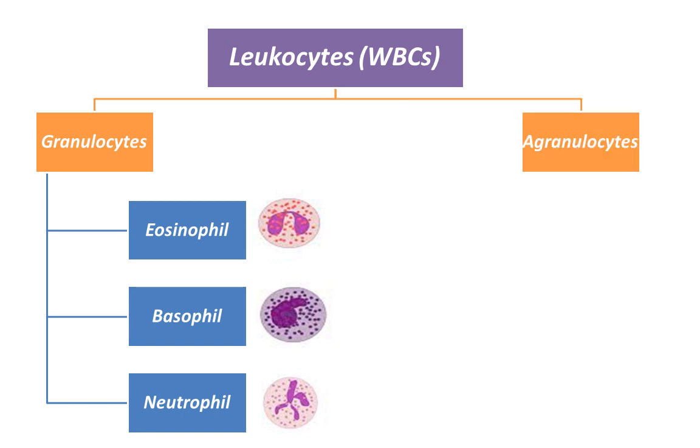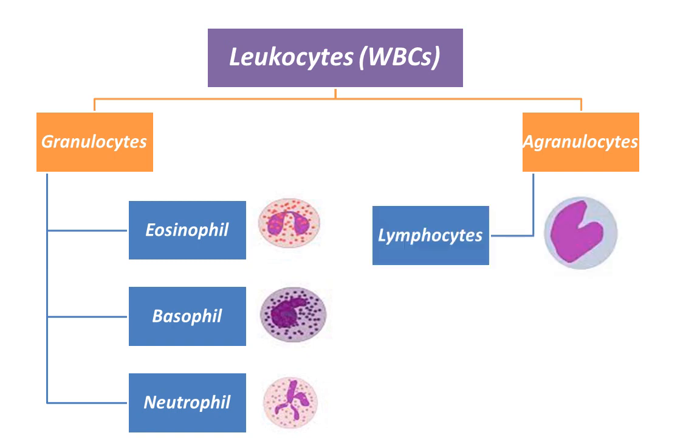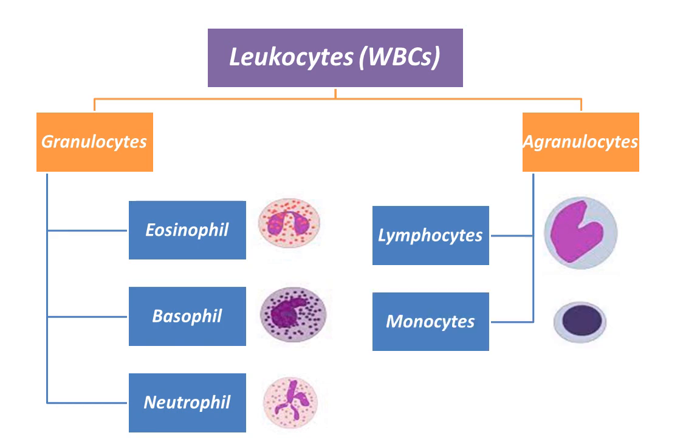Whereas agranular leukocytes do not have cytoplasmic granules that can be seen under a light microscope. Owing to their small size and poor staining qualities, the two kinds of agranular leukocytes are lymphocytes and monocytes.